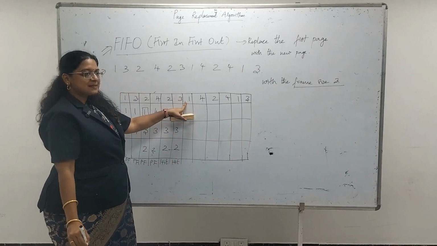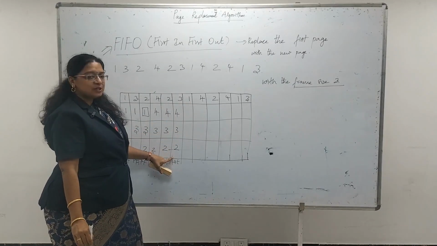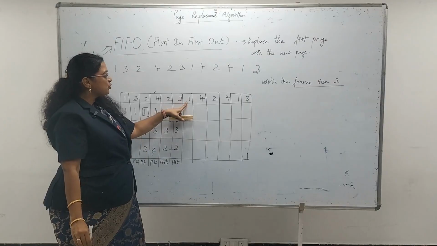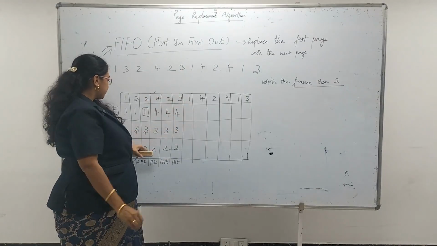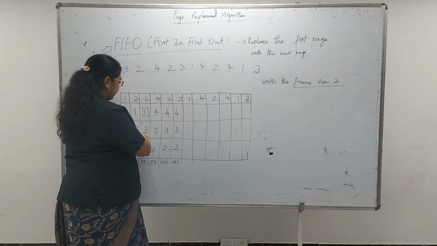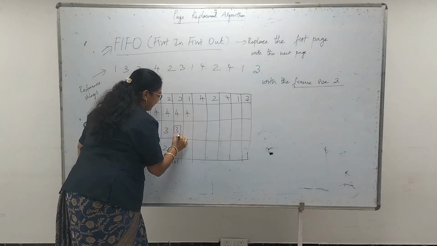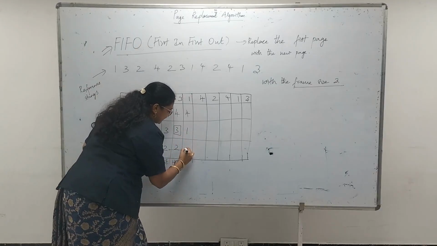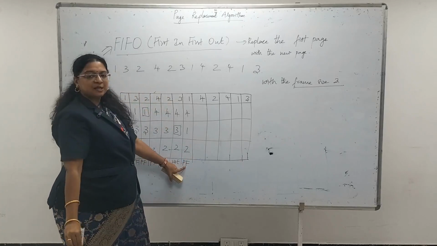Now you are going to insert 1. Check whether 1 is already present in your main memory or not. 1 is not present here. So you are going to replace the first page with your new page. Which one is the first one? 3 is here. So you are going to replace 3 with the new one. That is 4, 1, 2. So here also we replaced, a page fault.